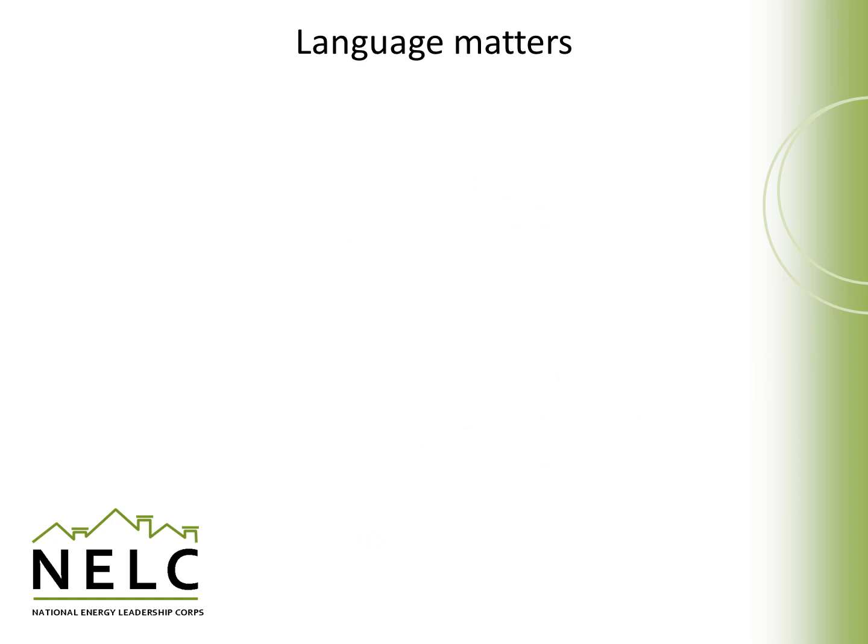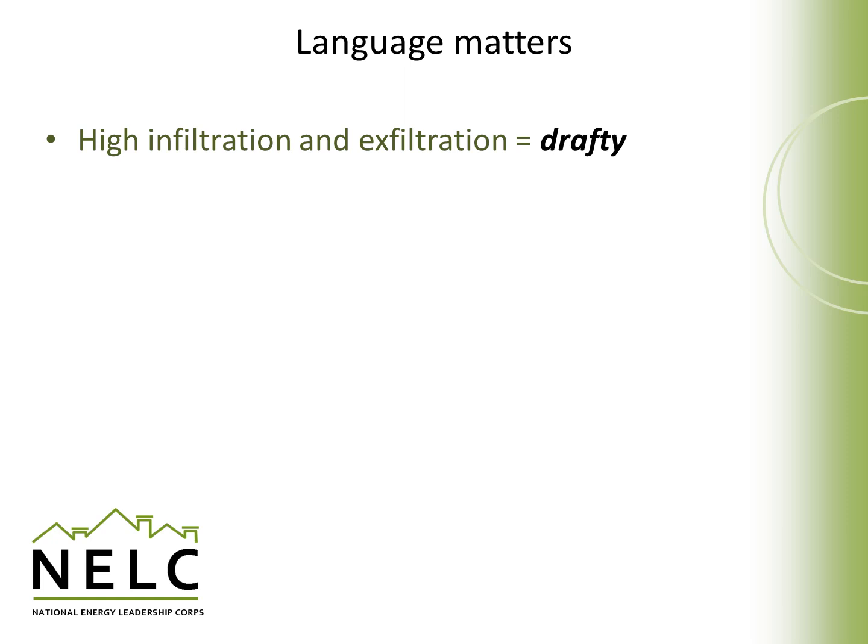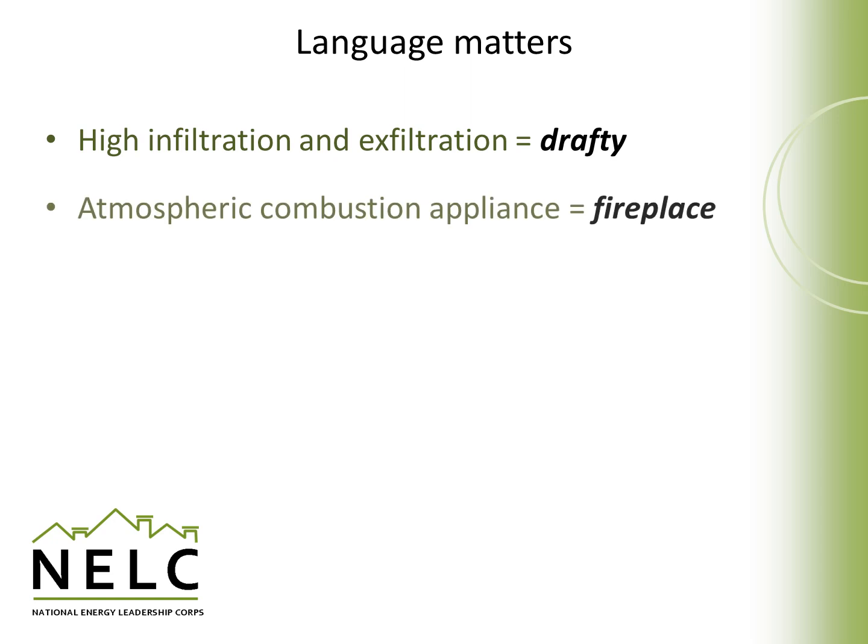It's also important to understand that the language we use matters, and we're going to talk about lots of technical terms in this course, but at the same time we want to understand what are the ways that we can express these terms and ideas in ways other people can understand them. For example, we might talk about infiltration and exfiltration, which is air moving inside and out of a house, but to a homeowner we might just use the term drafty, and to help them relate to the fact that yes, they can sense drafts in their home, and that's what we're actually looking for.